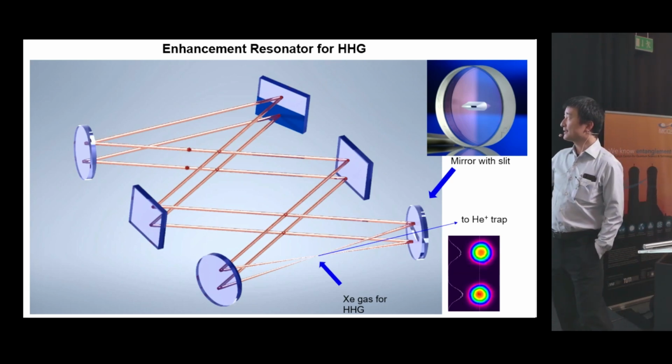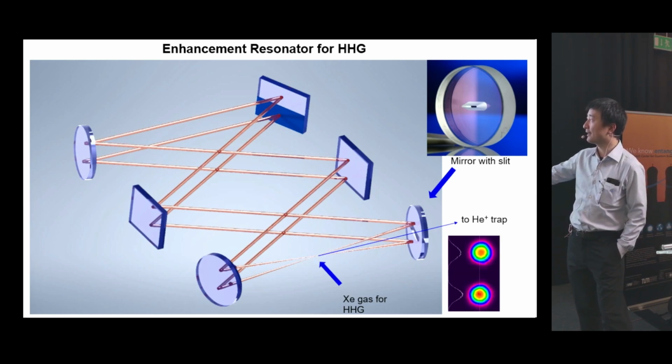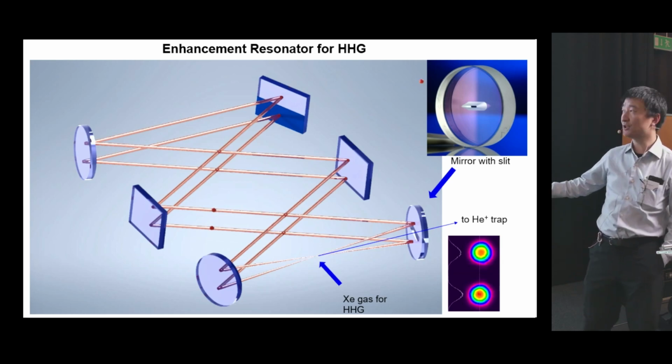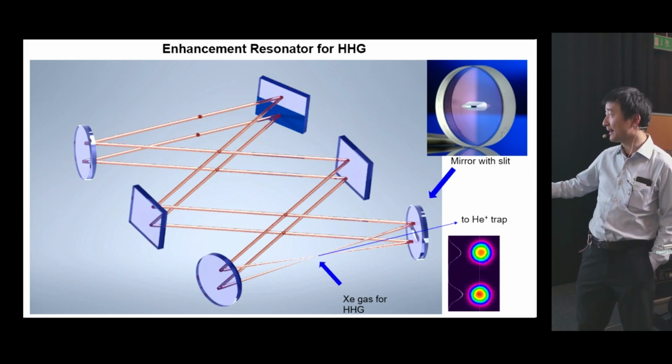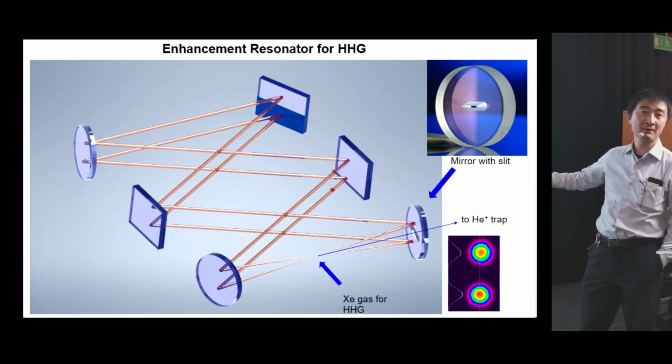Then such a high pulse energy infrared frequency comb can be focused into the cavity focus, and here we introduce a gas medium for high harmonic generation, to drive the high harmonic generation process that converts the infrared comb into a 61 nanometer frequency comb.